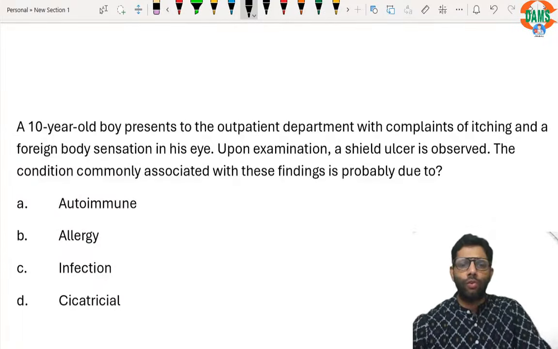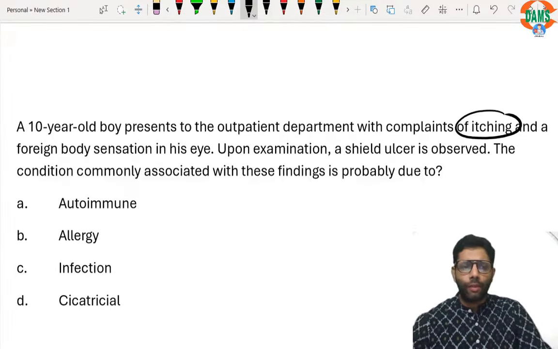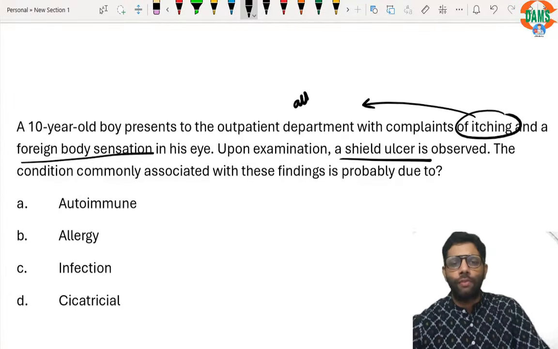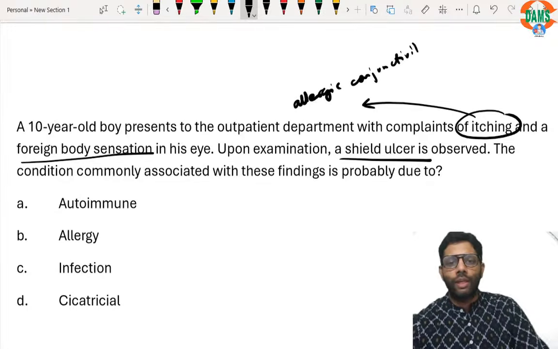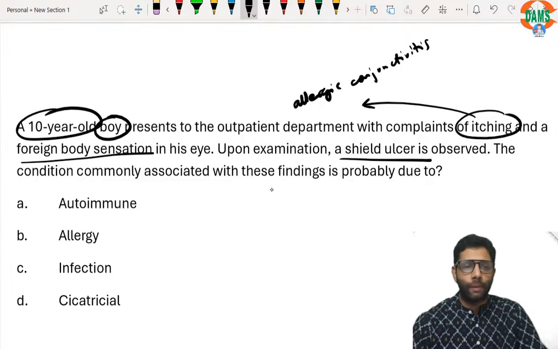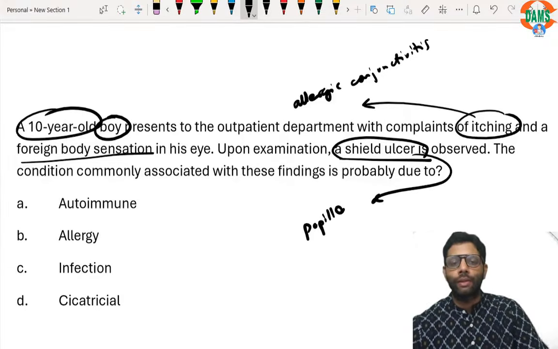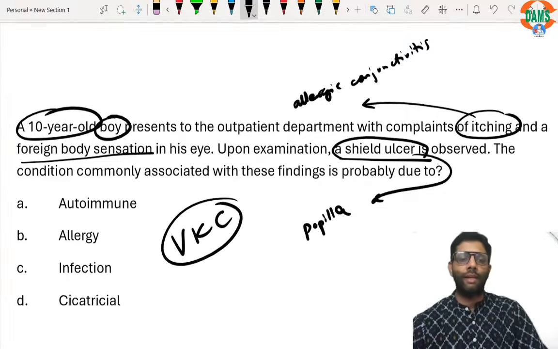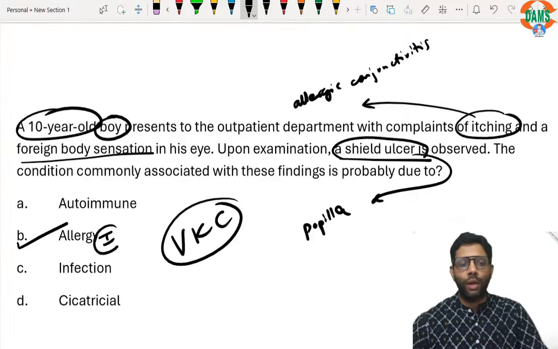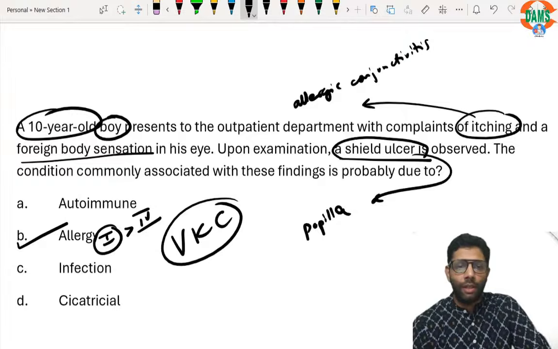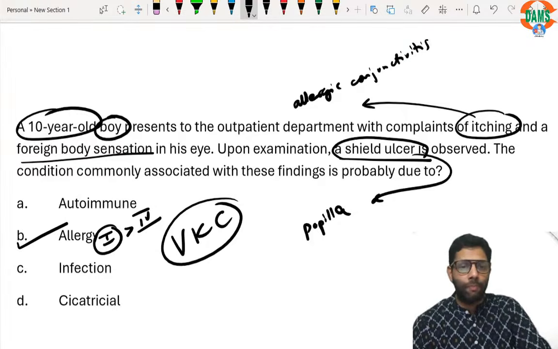Now, a 10-year-old boy presents to the outpatient department with complaints of itching, foreign body sensation, shield ulcer. Itching is a prominent feature of allergic conjunctivitis. Conjunctivitis in a 5 to 10-year-old boy, shield ulcer, friction ulcer. Why? Because of conjunctival papillae. The answer is vernal keratoconjunctivitis. It is an allergic response, type 1 allergy more than type 4. Topical antihistaminics are given. It is also known as spring catarrh, though it does not happen only in spring. Papillae can sometimes be giant papillae, more than 1 millimeter.